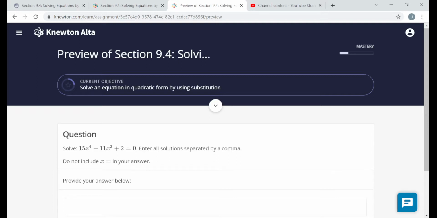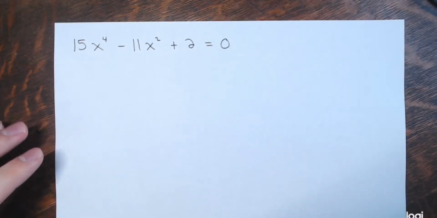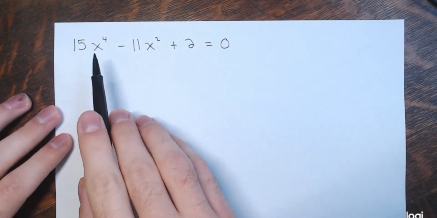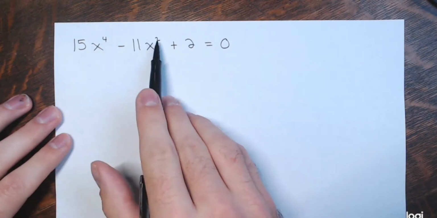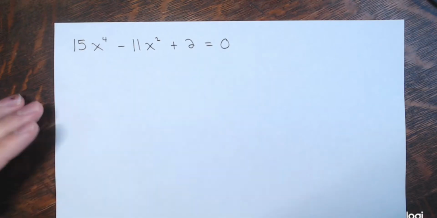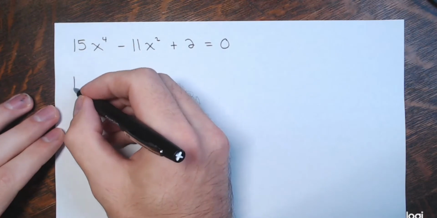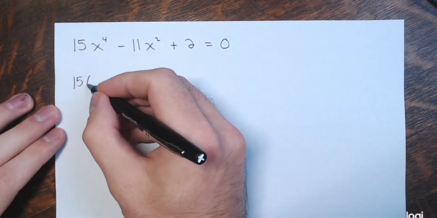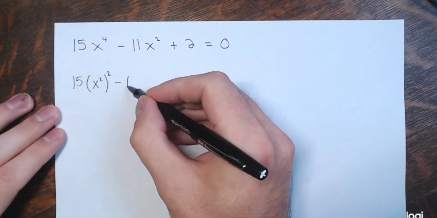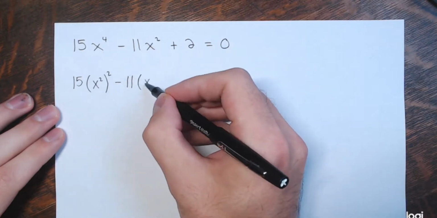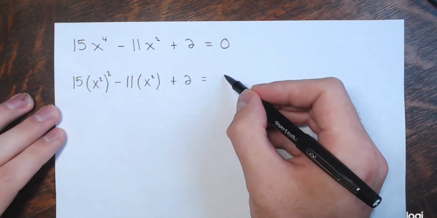All right, so once again, I'll write this out and we'll talk about it. Okay, so this question is pretty similar to the last one I did, where you see that everything's on one side, 0 on the other, and the power on the first term is twice the power on the second term, and then you've got a constant, so it's very much in quadratic form. And I'll show you how. Again, we have 15 times x to the 4th, that's x squared to the second, minus 11 times x squared, which is x squared to the first, plus the constant 2, equals 0.